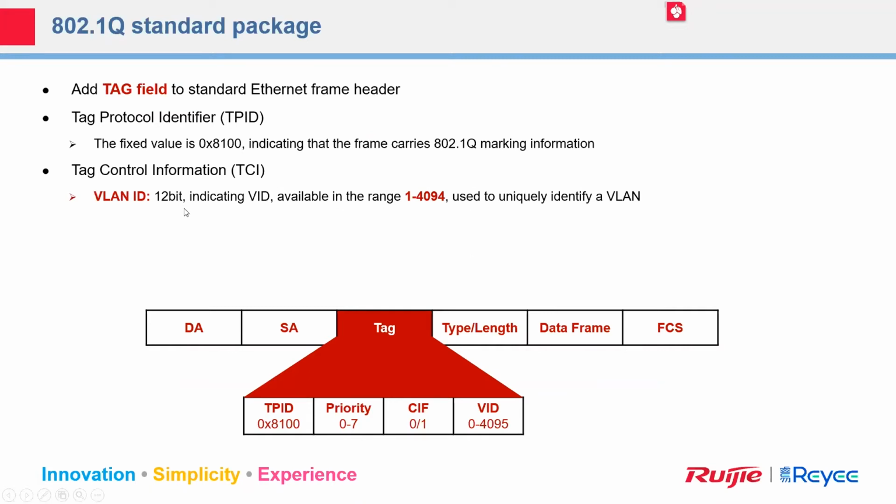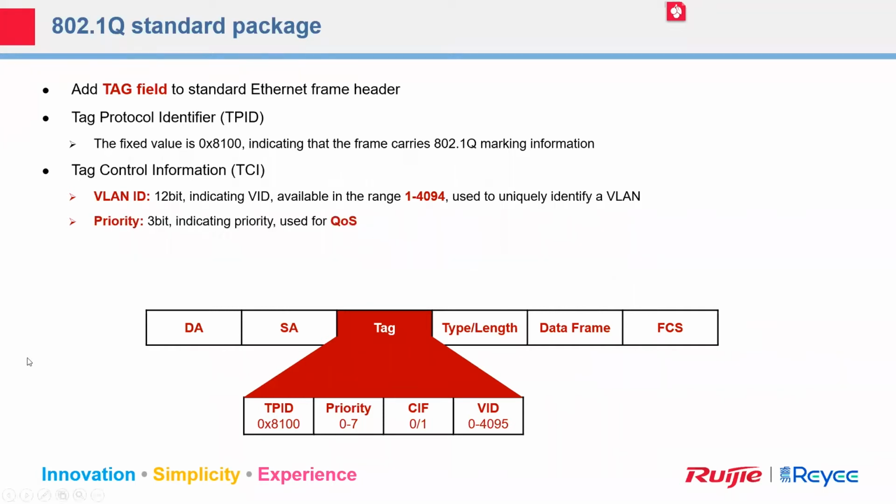We have 12 bits, and this one is used to indicate the VLAN. So the range is from 0 to 4095. And the available ones are 1 to 4094. So these are available, and used to uniquely identify a VLAN. So in your scenario, maybe you create a VLAN, right? You can create 100, 1000, 2000, but you cannot create VLAN 5000. This is a limitation of the VLAN ID.